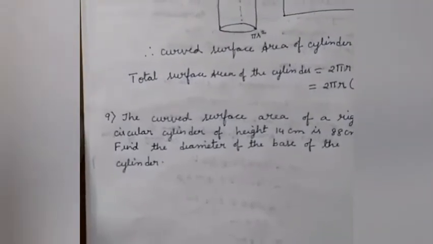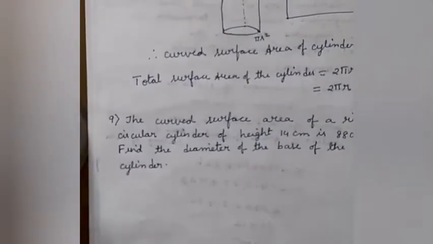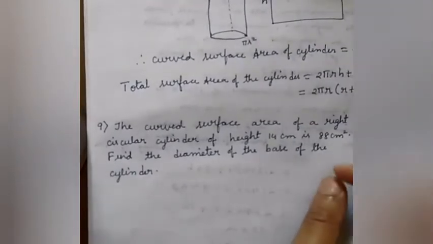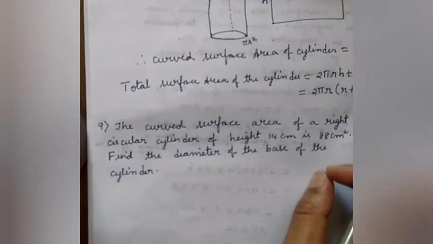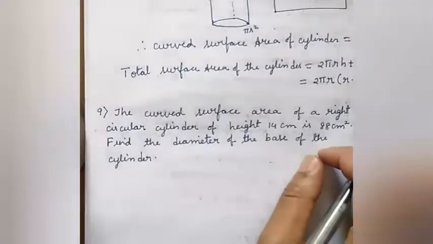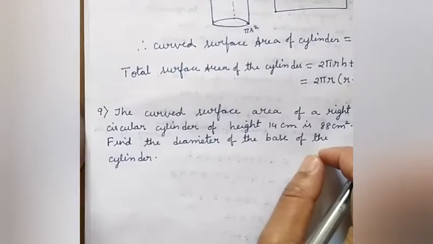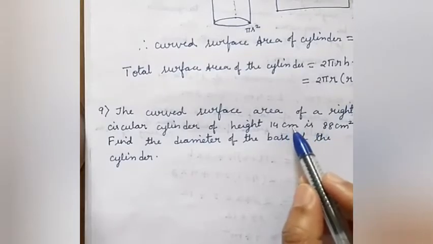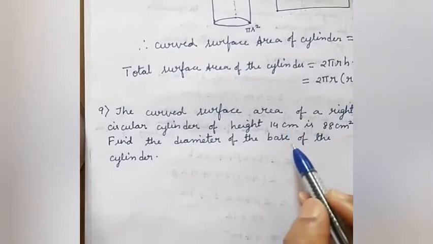First problem given here is based on surface area of the right circular cylinder. The question given here is the curved surface area of a right circular cylinder of height 14 cm is 88 cm square. Find the diameter of the base of the cylinder. So here it is said that the curved surface area, that is CSA, is 88 cm square and height is given, which is 14 cm. We have to find the diameter.